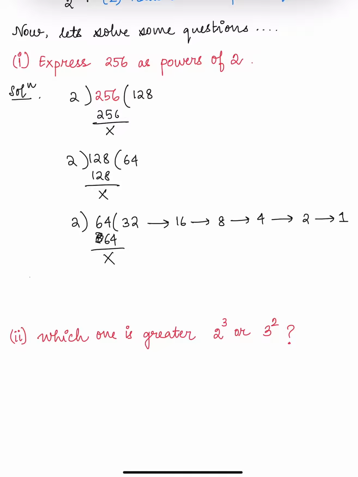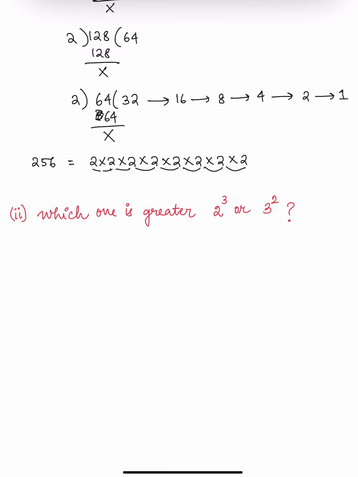So basically 256 is 2 into 2 into 2, 2 2s are 4, 4 2s are 8, into 2 16, into 2 32, into 2 64, into 2 128, into 2 256. So basically how many 2's do we have? 1 2 3 4 5 6 7 8. So that is 2 to the power 8. So therefore 256 equals 2 to the power of 8, and that's the correct answer.